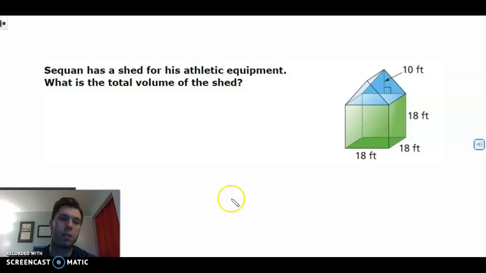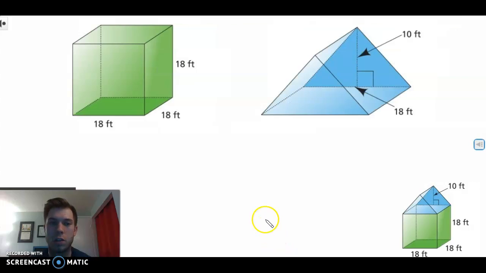This will be our last one for today. Saquon has a shed for his athletic equipment. What is the total volume of the shed? If you notice here, we have a composite figure, meaning we have 2 three-dimensional shapes or polyhedrons put together. In order to figure this one out, you're going to have to find the volume of each figure, and then combine the figures together. Take a moment and see if you can figure out the volume of both of these figures, and then figure out what the total volume is going to be.